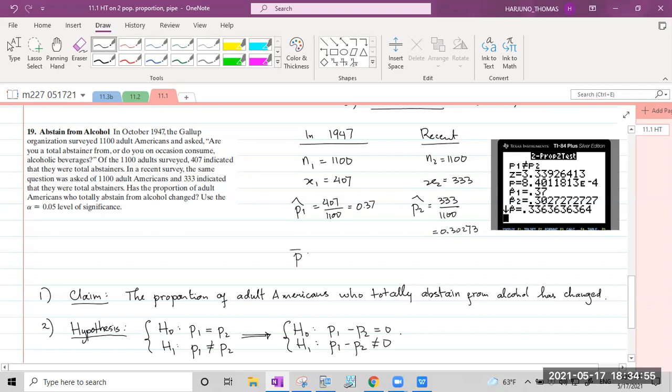And then P bar will be 407 minus 3 plus 333 over 1100 plus 1100. This is 740 over 2200, 0.33636. Is it okay? So at least I show the computation, but the final answer 0.37, 0.30273, and this guy I actually get them from calculator.